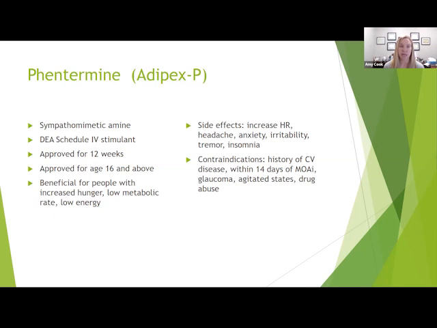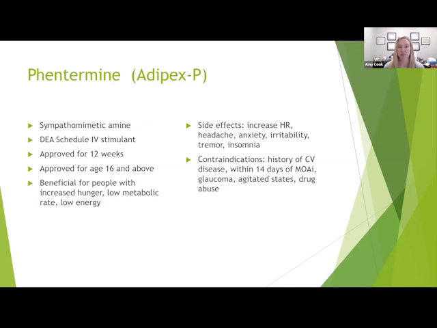Phentermine is approved for age 16 and above. I forgot to mention too, a general caveat with anti-obesity medications is that they are all contraindicated in pregnancy. So I haven't necessarily included those contraindications, but I do want to make that clear too. Phentermine can be beneficial for people who feel hungry all the time, or they feel like they have low energy since it's a stimulant. If you do have a way to measure metabolic rate and they do have a lower metabolic rate, it can be beneficial for those people.